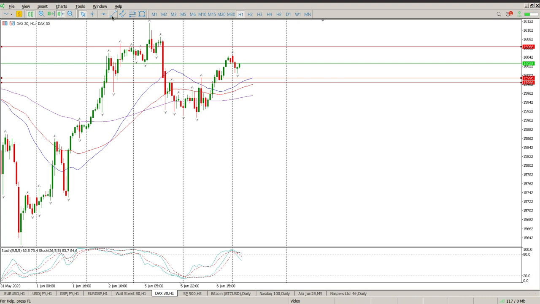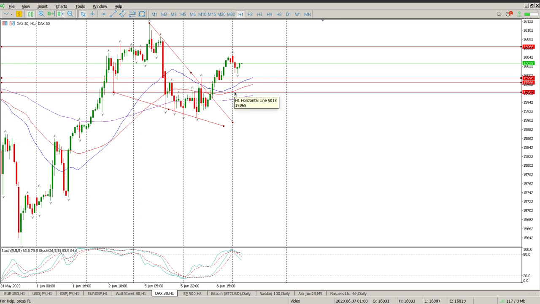The flag I was talking about would be this one here. There's your flag, there's your flag break. We haven't had a flag retest, so that's also possible. Even a pullback down to this kind of zone here at 59.65 would be fairly interesting.